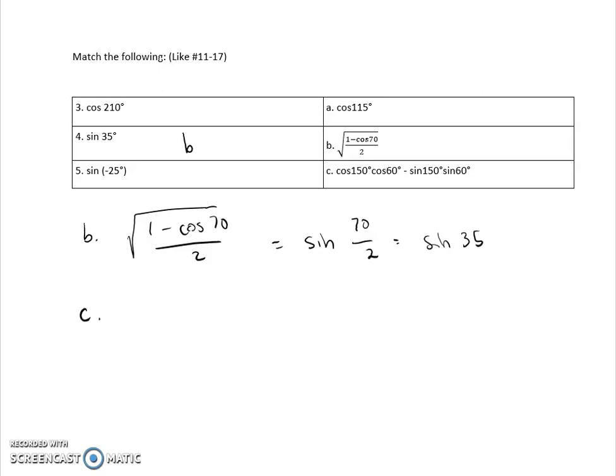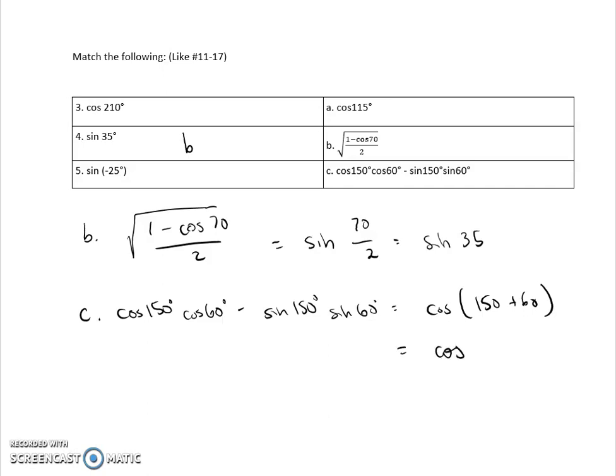All right, so C is going to be cosine 150, cosine 60, minus sine 150, sine 60. Okay, so this is going to be cosine sum, 150 plus 60. So that's going to be cosine of 210. And that is number 3. Okay, so the last one should match.